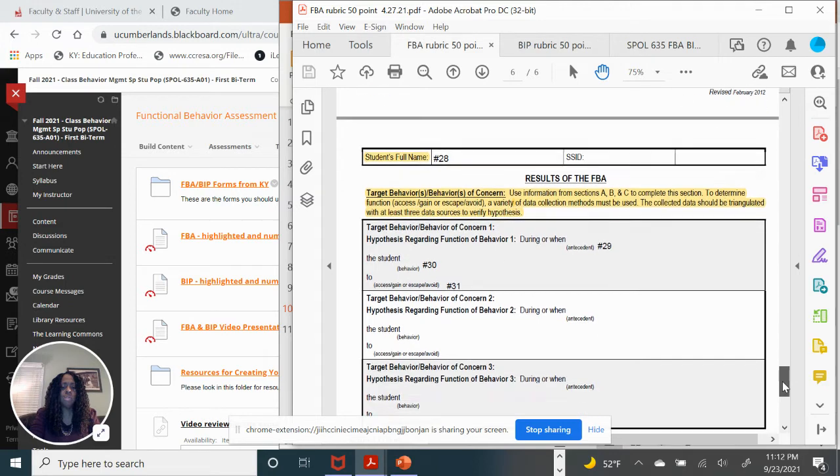So then we go to where it says results of the FBA. So under this, you're looking at specifically, of course, the name at the top, but then you're looking specifically at developing that hypothesis regarding the function of behavior. So remember that I said that for our purposes, we're looking only through the singular lens of ABA, applied behavior analysis. So we're looking at, is this child trying to escape something, or is the child trying to gain or access something? So escape and avoid, or access and gain.